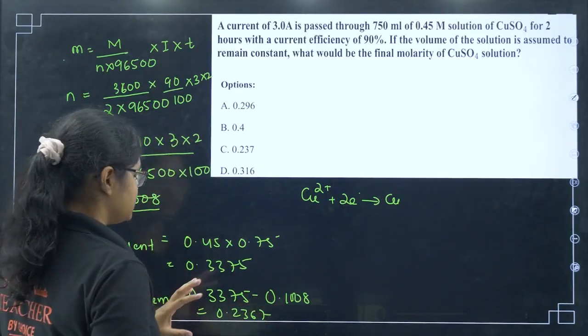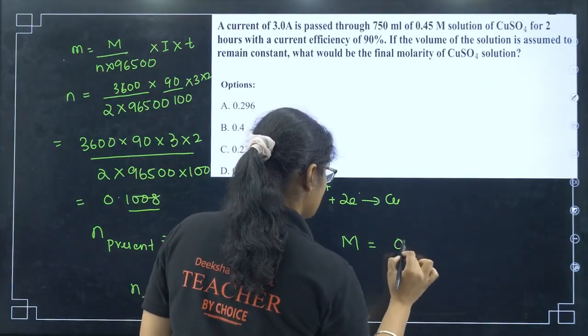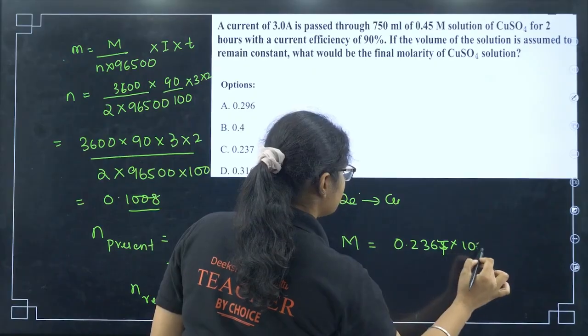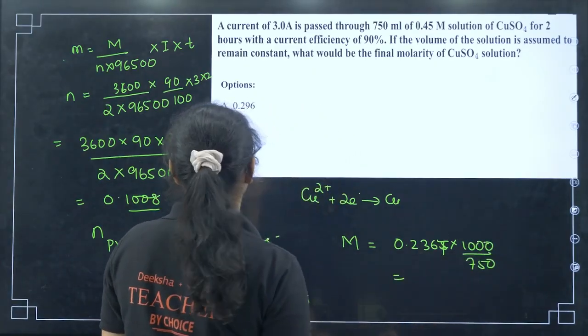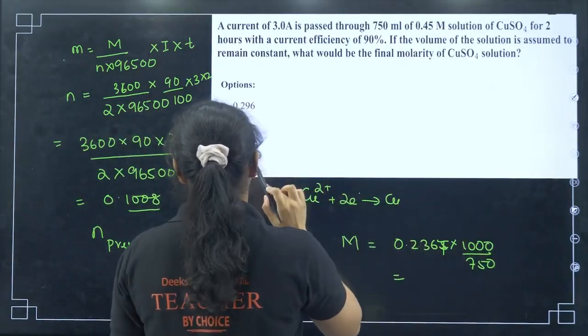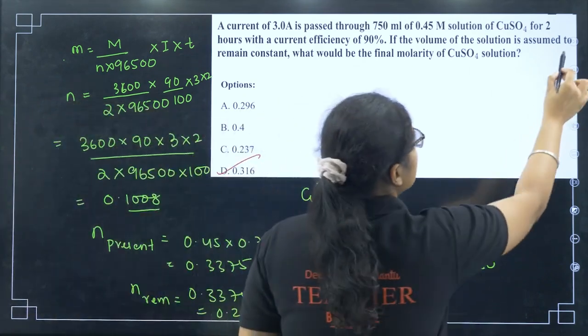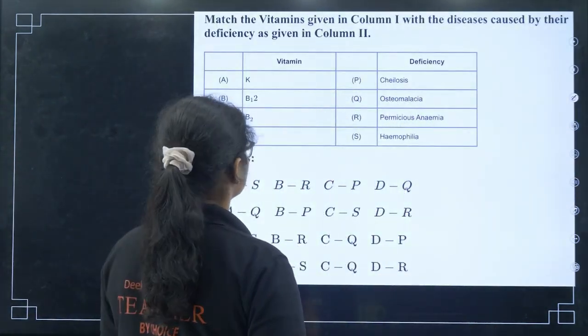Okay, now if I just calculate the molarity of the remaining solution, so how much moles is left? 0.2367, okay, into 1000 by 750. Now this one will give me how much if you just calculate this one? So the molarity here will be option number D, that is 0.316. Okay.